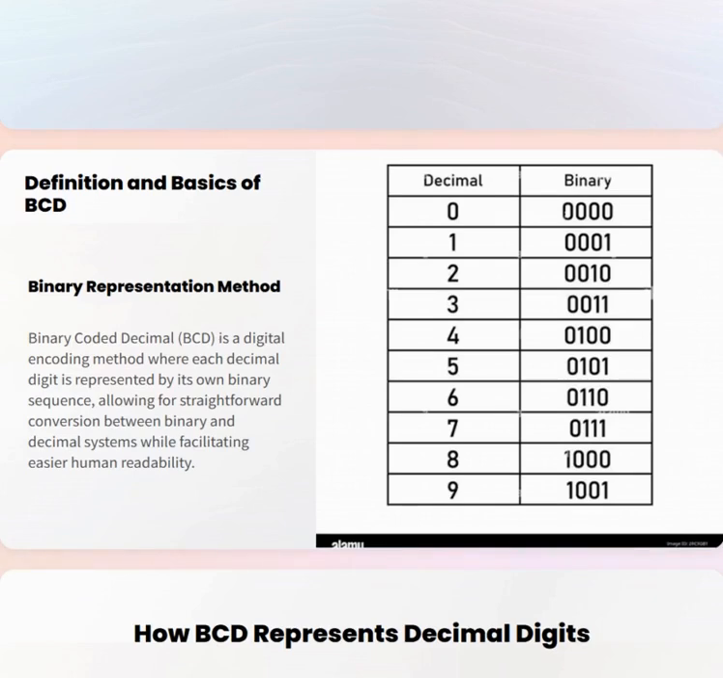So BCD is actually a digital encoding method where each decimal digit is represented by its own binary sequence, which allows for very straightforward conversion between binary and decimal systems while facilitating easier human readability. So as you can see on the right hand side of the slide, this is the decimal and the binary conversion.